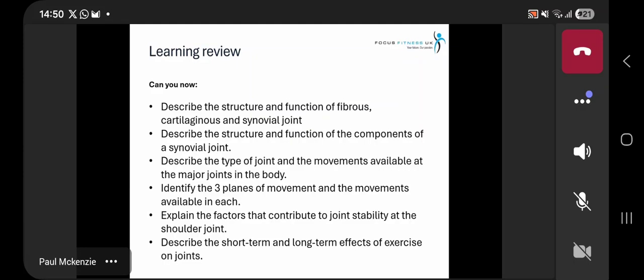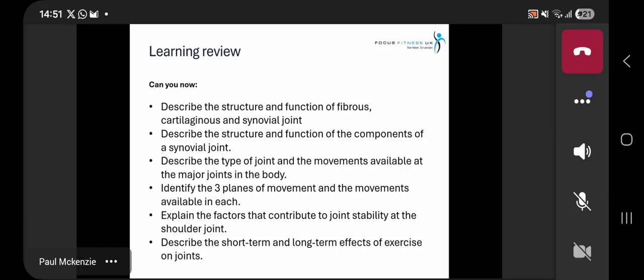Okay, and remember the different joint types. That bit would have been in the bones unit that you did. Also in this, ball and socket, gliding, plane, pivot, condyloid, all that kind of stuff. Describe the structure and function of the components. So remember we talked about the joint capsule, which protects the joint, the synovial membrane, which secretes synovial fluid, the fluid itself that lubricates the joint, the hyaline cartilage that protects the ends of the bones, and then the ligament that's going to provide stability to the joint.